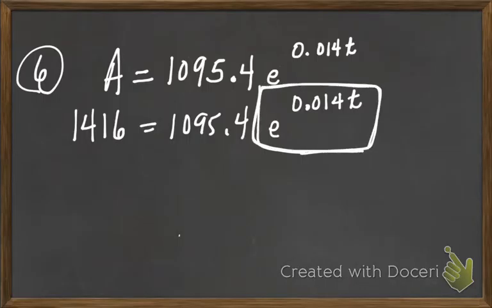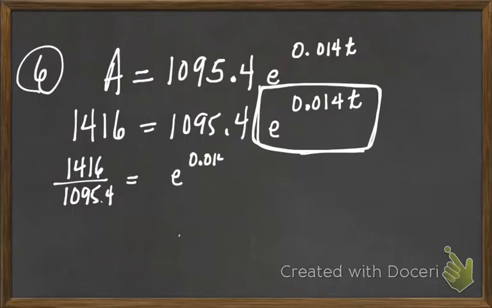This is how it would look if it were by itself. Is it by itself? No. How do I get the E by itself? I divide both sides by 1,095.4. So I get 1416 divided by 1,095.4 is equal to E to the 0.014t. Okay. Now, one thing that you could do is you could try to get both sides in base E, but is that going to happen? Any way to get both sides of this equation in base E?